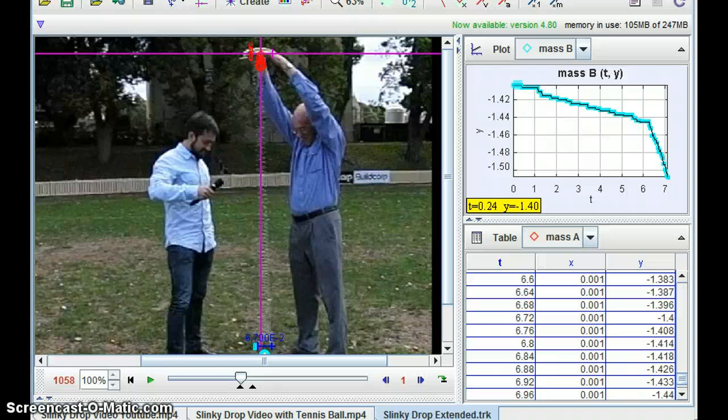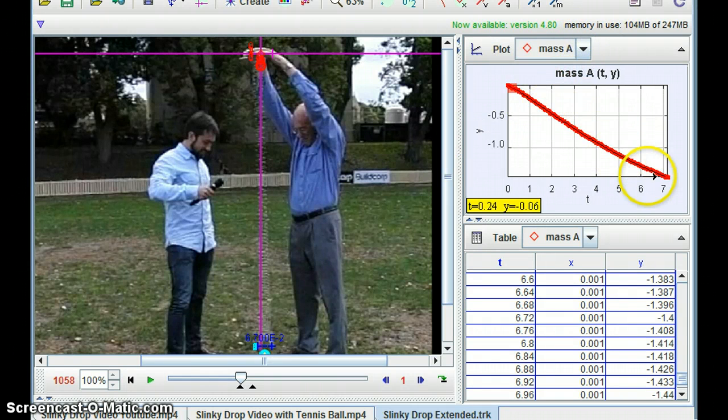So first I extracted the position of the top of the slinky as it moves down. The origin is where the professor lets go of the slinky at the beginning. And the video is calibrated to the length of the tennis ball, which was found to be 0.0635 meters. So this tracks the motion of the top of the slinky.